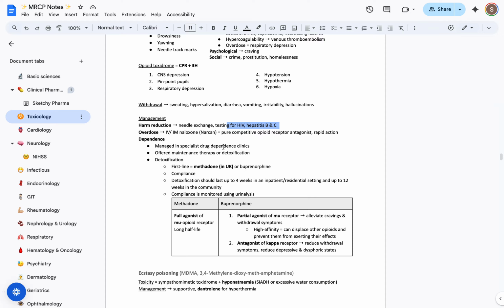Now, for dependence, the first line for detoxification in the UK is methadone. It should last up to 4 weeks if it's an inpatient and 12 weeks if it's in the community. And we usually do a urinalysis to check for compliance. Methadone is a full agonist of the mu opioid receptor with a long half-life. So naloxone is an opioid antagonist. It's used in acute toxicity. Methadone is an opioid agonist at the mu receptor, and it is used in withdrawal, okay, or dependence.